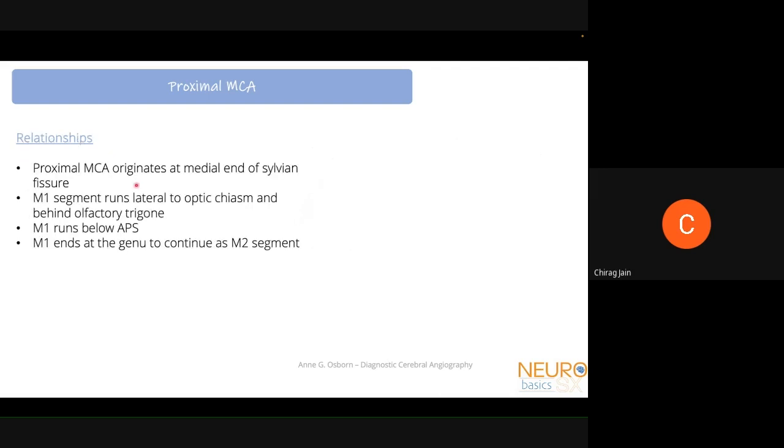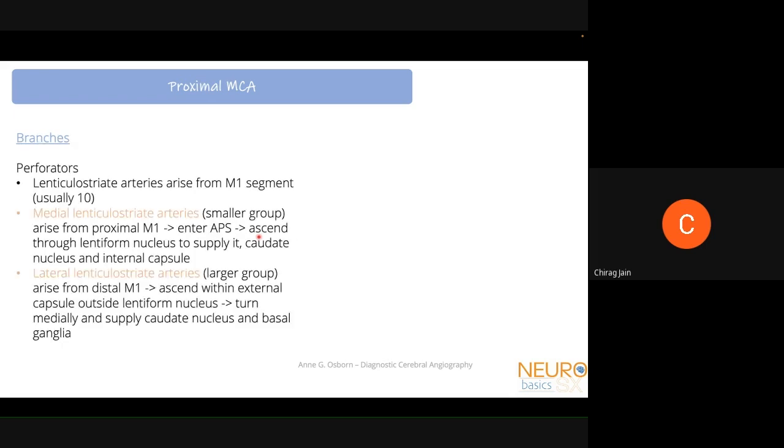So the proximal MCA, as we know, will originate at the medial end of the Sylvian fissure, following which the M1 will run lateral to the optic chiasm and behind the olfactory trigone, and will run below the anterior perforated substance. And then, as we know, it will go on to reach the genu and bend there and form the M2 segment. So what are the important branches which will arise from the proximal MCA? There are multiple perforators which arise from the proximal MCA, and the most important ones are the lenticulostriate arteries. And these arise from the M1 segment, not from the M2 segment, and they're usually 10 in number.